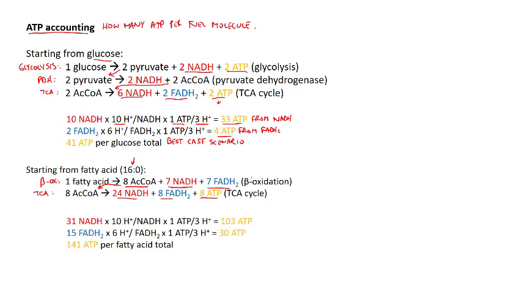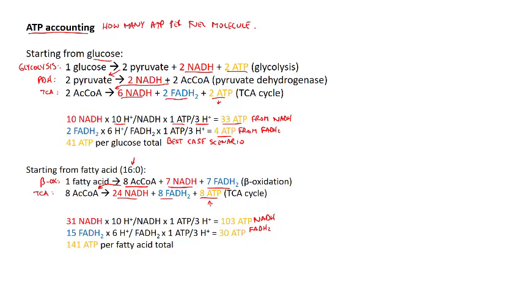So in total, we have 31 NADH times 10 protons per NADH times 1 ATP for every 3 protons gives us 103 ATP from NADH. Do the same thing for FADH2, you get 30 from that. And then you've got your additional 8 just as the bonus from the citric acid cycle. So we have 141 ATPs per fatty acid total. Again, this is the best case scenario. In reality, it's never that perfect.